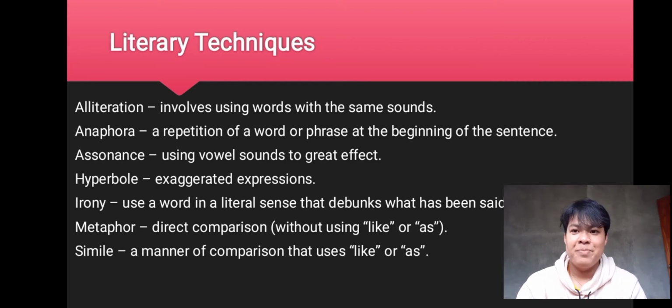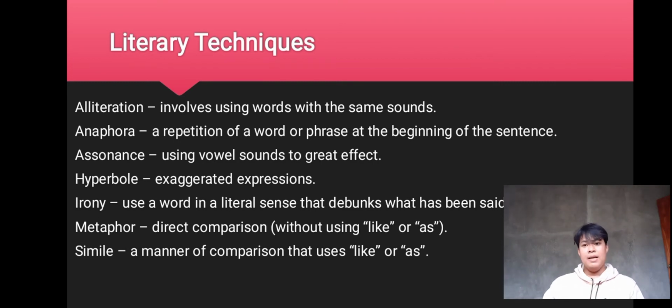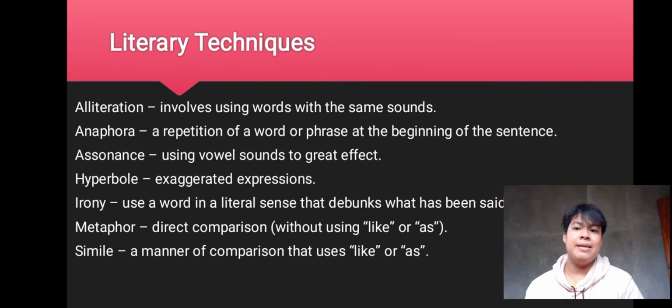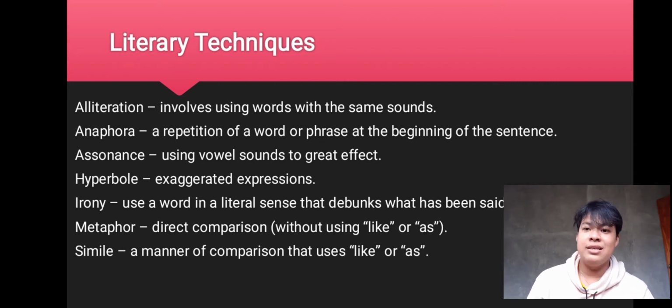Another example is "No man is an island." That is a great example of a metaphor. So let's proceed to the next literary technique, which is similes. What do you mean by similes? It is also a manner of comparison that uses "like" or "as."